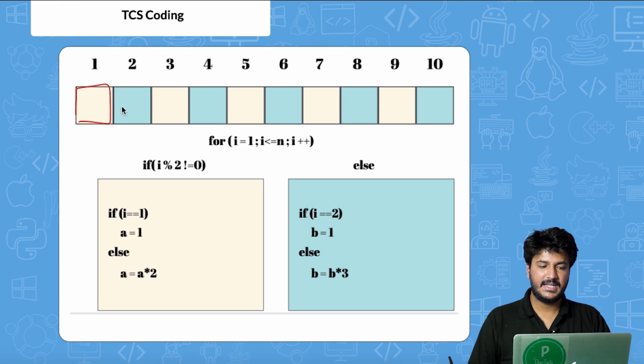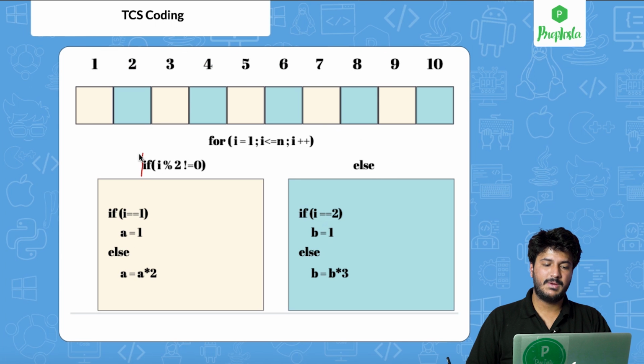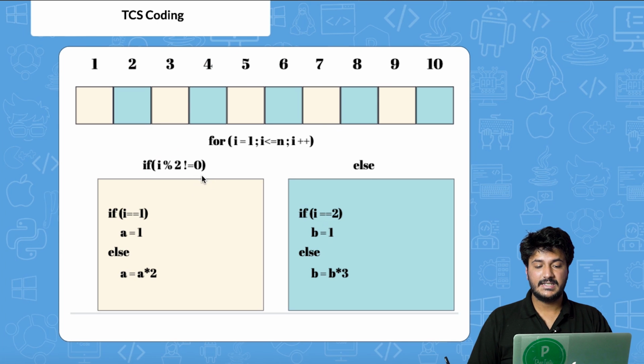But again, there are different logics. Here it is getting multiplied by 2, and here it is getting multiplied by 3, so we have to identify that as well. For the odd positions we have to apply this particular logic, and for the even positions we have to apply this other logic. That is what we solve with conditional logic, that is, the if-else condition.